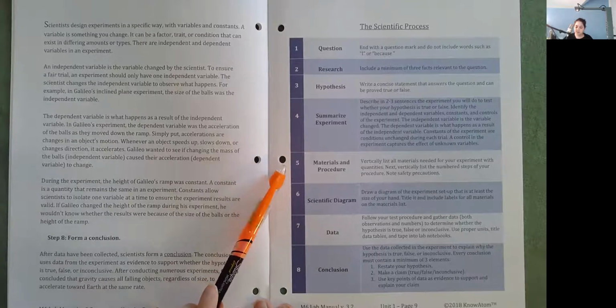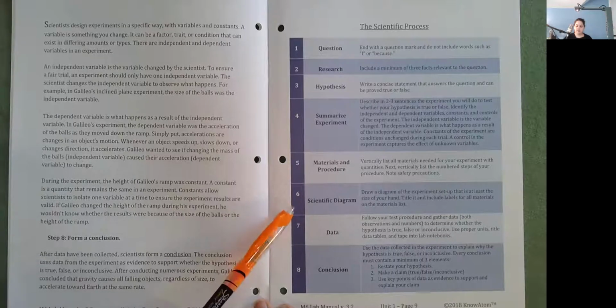Materials and procedure. Vertically list all materials needed for your experiment with quantities. Next, vertically list the numbered steps of your procedure. Note safety precautions. Scientific diagram. Draw a diagram of the experiment setup that is at least the size of your hand. Title it and include labels for all materials on the materials list.